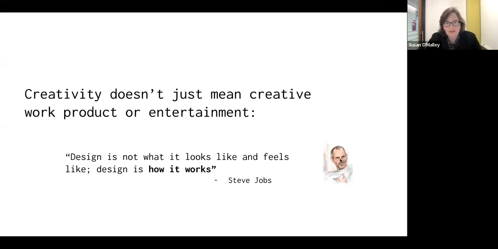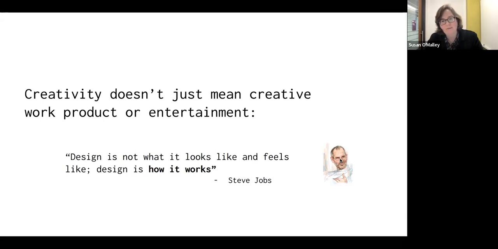And the last point on creativity, and then we'll switch gears, is, creativity really doesn't just mean creative work product or entertainment, right? We're not just talking about novels and art and music and movies. We're actually talking about how things work and everything in the world around us. And I think this has been brought to life by an old quote from Steve Jobs, perhaps better than anybody.